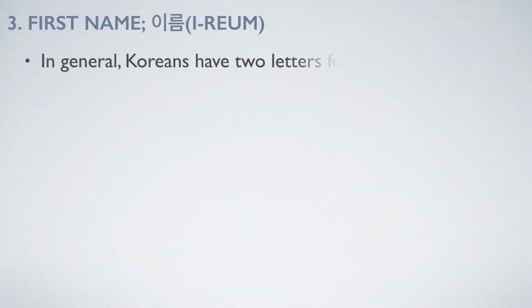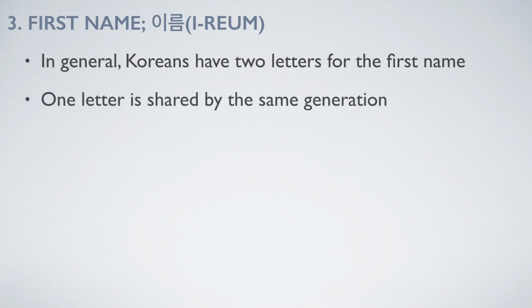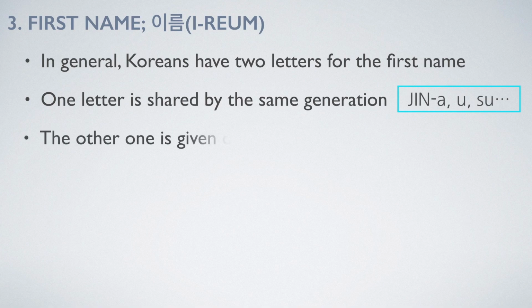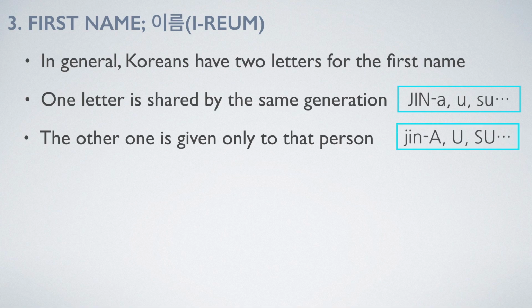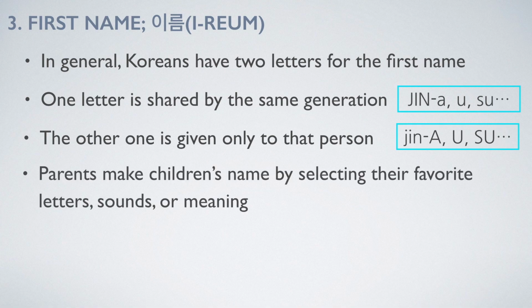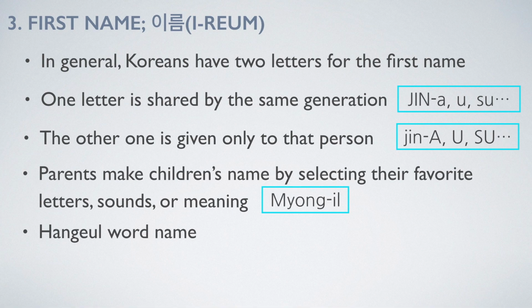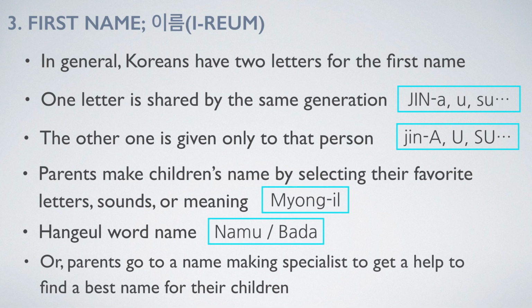Let me sum up. In general, Koreans have two letters for the first name. One letter is shared by the same generation, Jin-a, Jin-u, Jin-su, and the other one is given only to that person. But parents can make their children's name by selecting their favorite letters, sounds, or meaning. Myungil, the bright sun, and their Hangul word names as well. Namu, Bada. Last, I didn't mention this on the previous page.